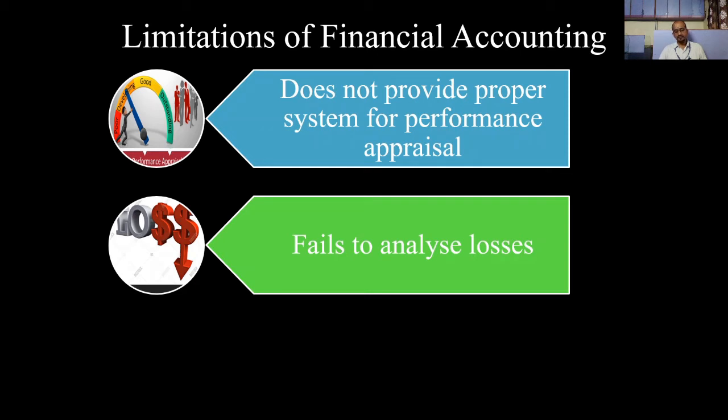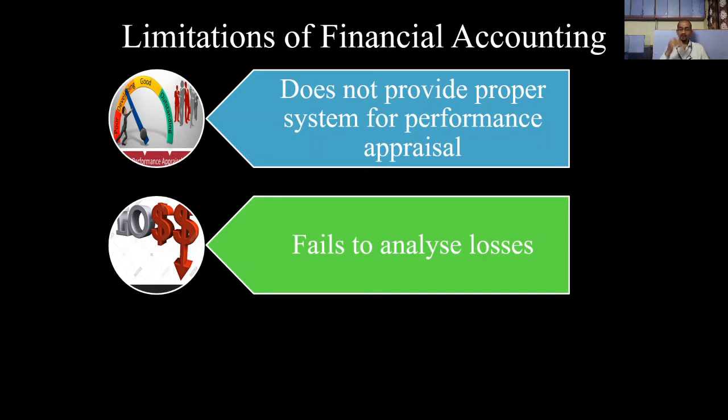Next, very important thing, that is, it fails to analyze losses. We come to know at the end of the year that, oh, we got a loss, right? At the end of the year, whenever we prepare financial statements, we come to know that either we got profit or we incurred some loss. But financial accounting does not provide the information why there is a loss.